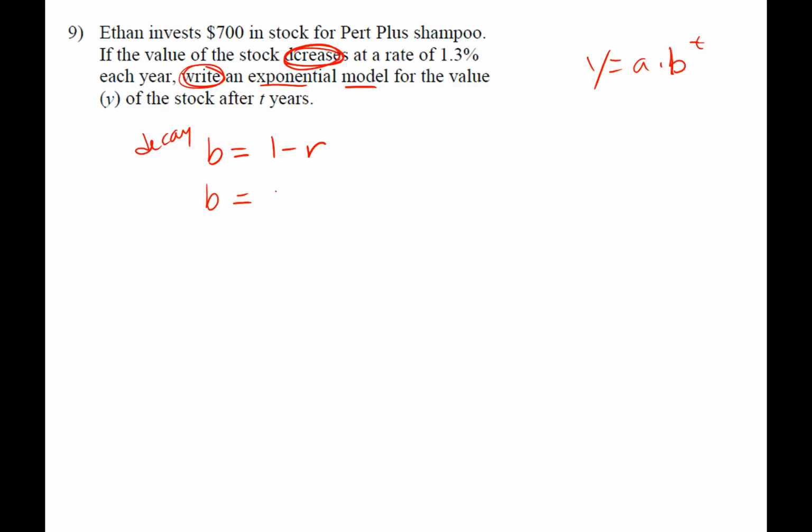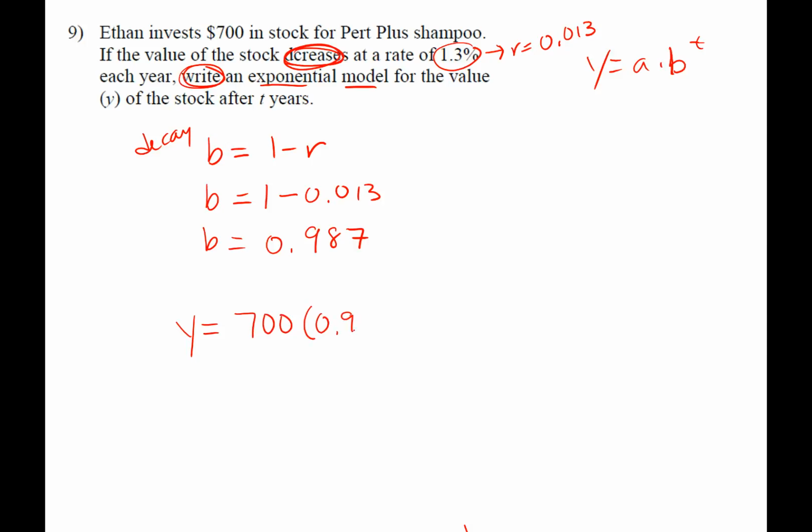So to actually find b, I would do 1 minus my rate here. Remember, again, it has to be written as a decimal, 0.013. So I get b equals 0.987. Then I would write my equation, y equals my initial amount, which is 700, times my b, 0.987. And then it says in terms of t years, which is t. So that would be your answer, just the equation.